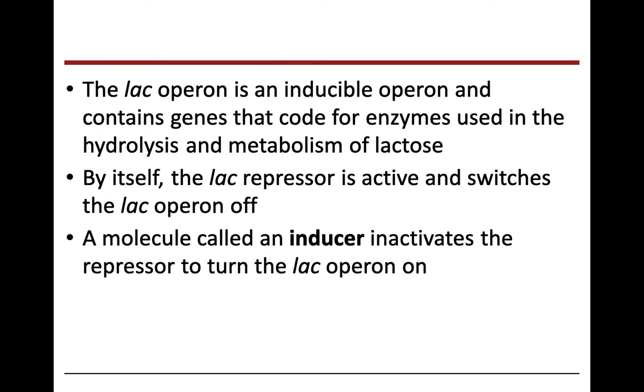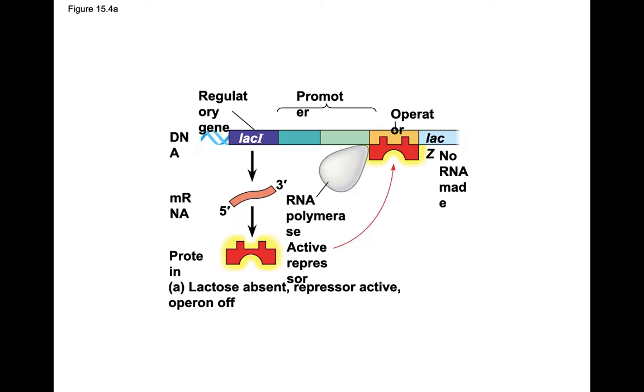The lac operon is an inducible operon that is found within E. coli that contains genes that code for enzymes that are used in the hydrolysis and metabolism of lactose. So inducible operons tend to make things that break down molecules. By itself, the lac repressor is active and switches the lac operon off. A molecule called an inducer inactivates the repressor to turn the lac operon on.